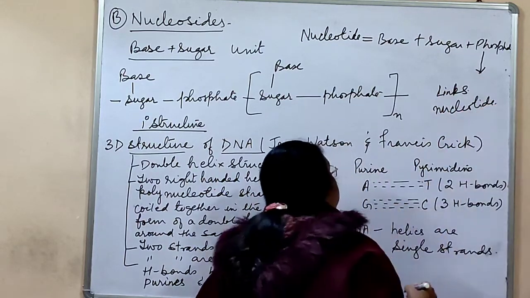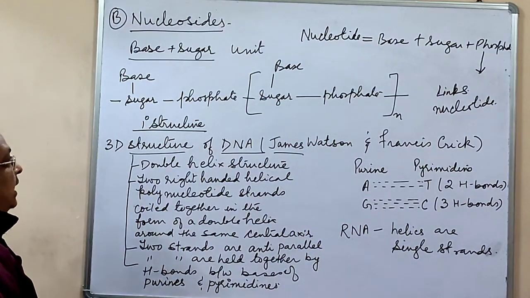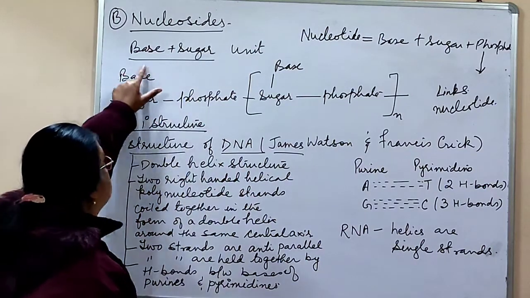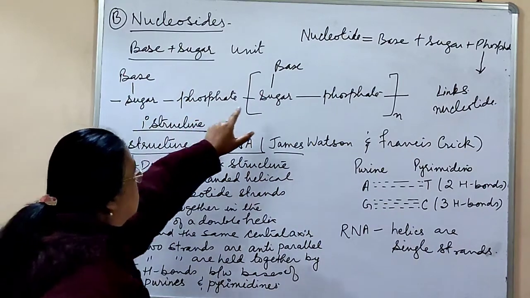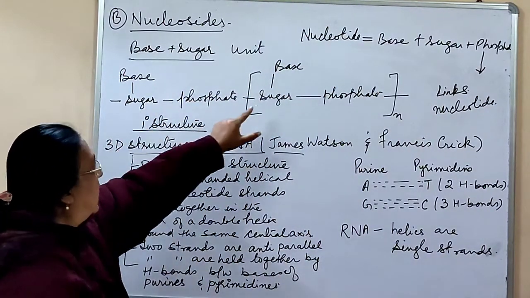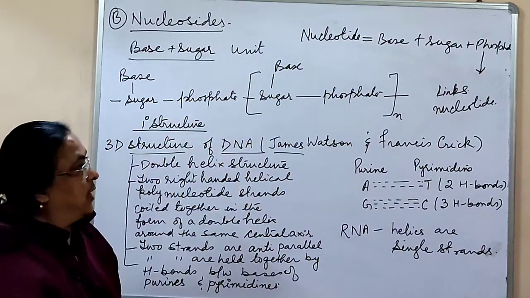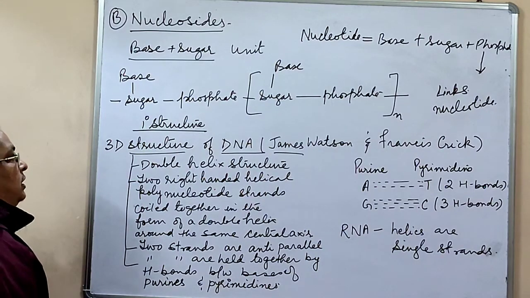One nucleotide with the other nucleotide. So how does it link? You can see the phosphate. This here is your one nucleotide, and this here is another nucleotide. So two nucleotides are linked together through phosphate. The phosphate's function is to link one nucleotide unit with the other.